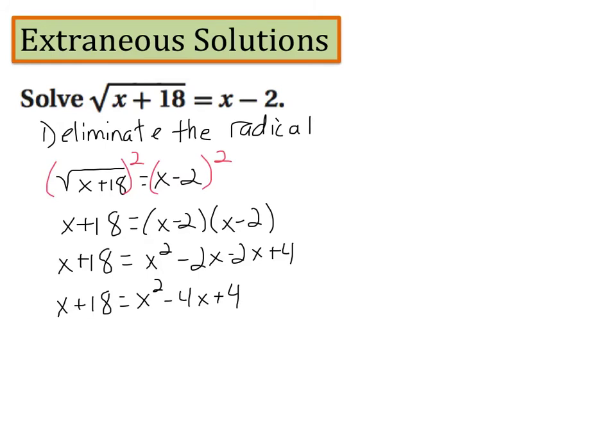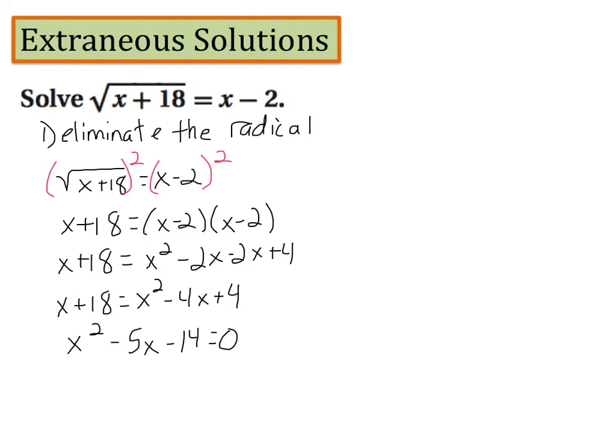Now since I want to solve for this, let's put it all on the right side. So I'm going to have x squared minus 5x minus 14 equals 0. So I just subtracted the x and the 18 from the left side.